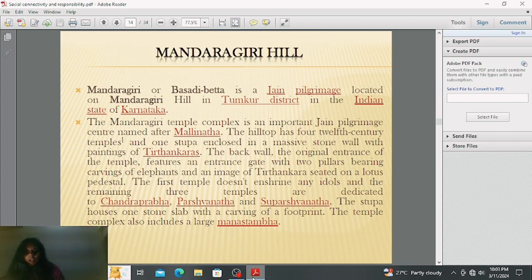There is a back wall at the entrance of the temple, and the entrance gate features two pillars bearing carvings of elephants. There's also an image of a Tirthankara seated on a lotus pedestal. The first temple doesn't enshrine any idols, and the remaining three are dedicated to Chandraprabha, Parshvanatha, and Suparshvanatha. The stupa house basically has one stone slab with many carvings of footprints, and the temple has a complex which includes a large manastambha.